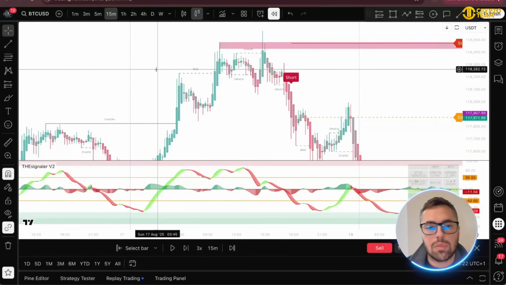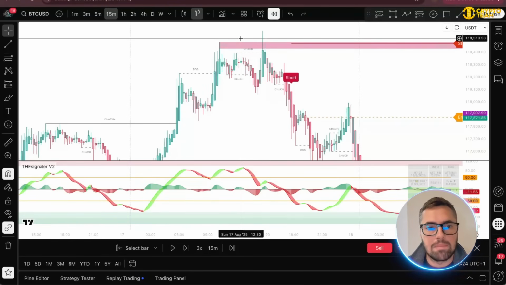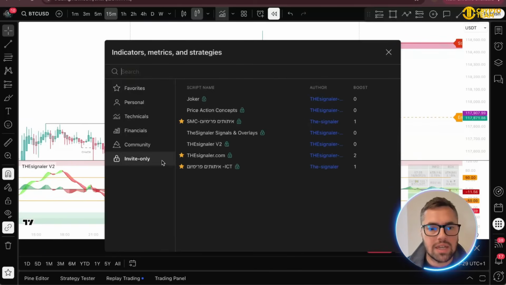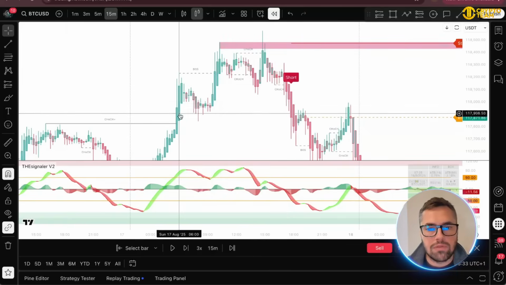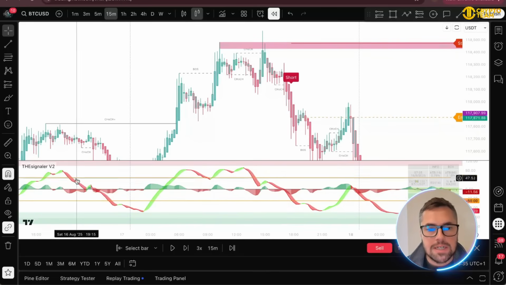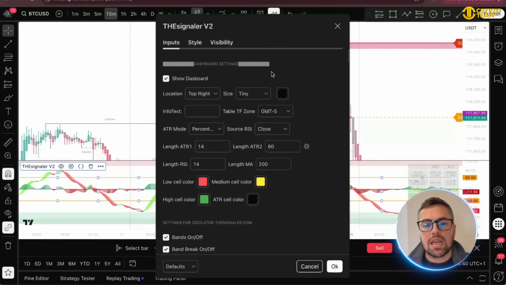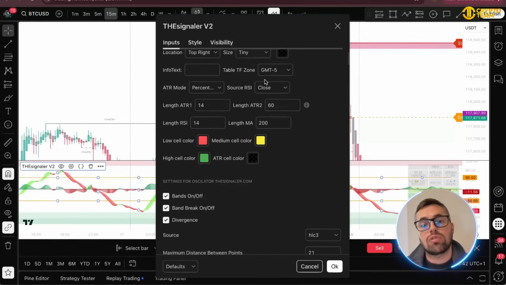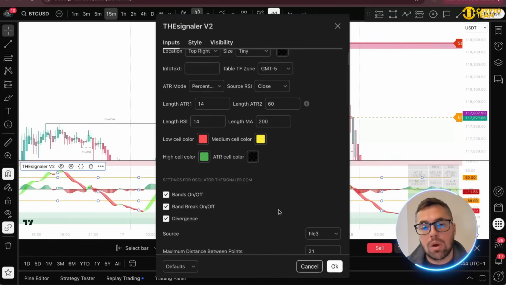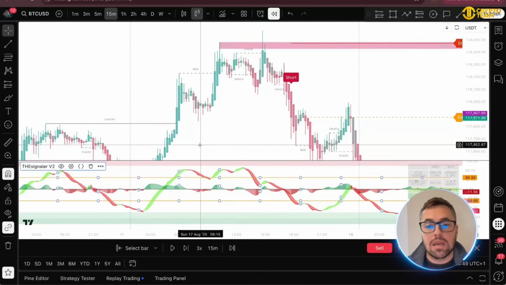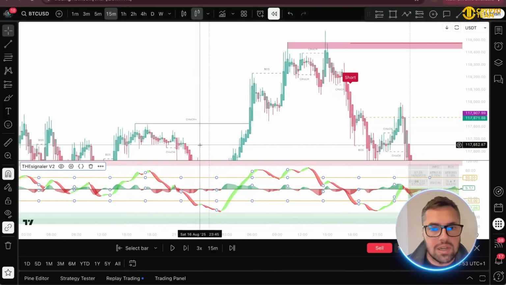Okay guys, now that we are on the charts, you can see we are on the Bitcoin chart, and to get the indicator on your charts, you just go to here, invite only, click TheSignaler.com here, and all of this will pop up on your charts. Now, we do have settings, but once you get signed up, we can show you the best settings to get the most out of this indicator, as there's quite a lot of settings and it can be a bit overwhelming, but we do have the best settings. So once you sign up, we've got everything you need for that.